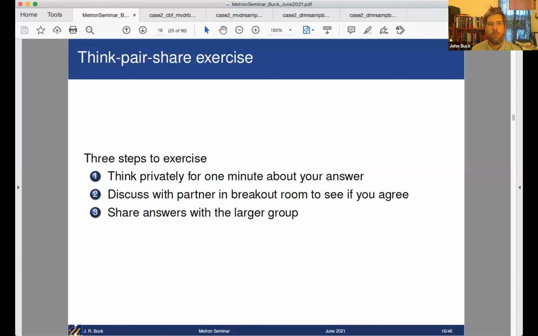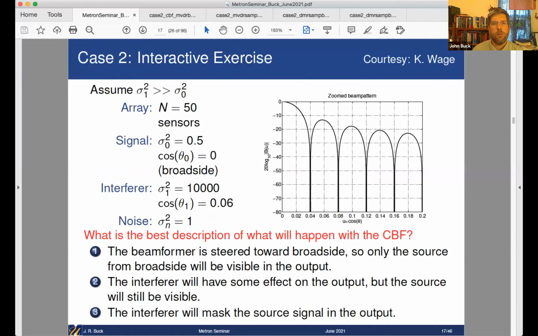So here's the question. Assuming the interferer is much louder than the signal of interest, you have an array of 50 sensors. The signal power is a half, and the cosine of the angle is 0, since it's coming from broadside at 90 degrees. The interferer's power is 10,000, much, much louder than that quiet thing we're looking for, and it's coming from an angle such that the cosine is 0.06. The noise has power of 1. On this side, you have the beam pattern on a log axis, vertical axis here, showing the part of the beam pattern you need for this problem as the cosine goes from 0 to 0.2.